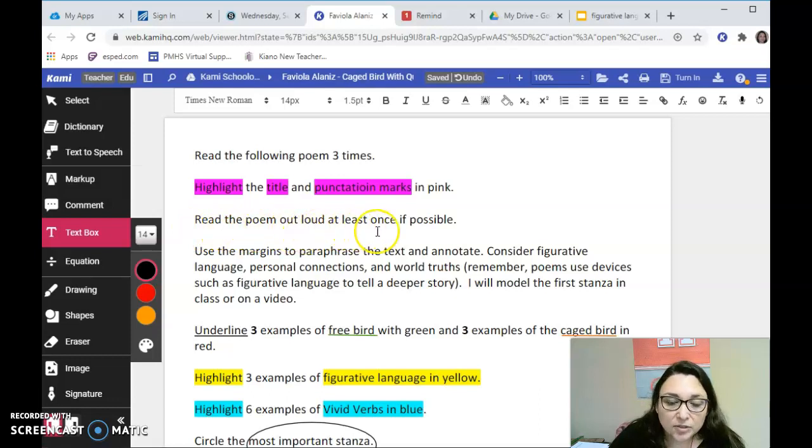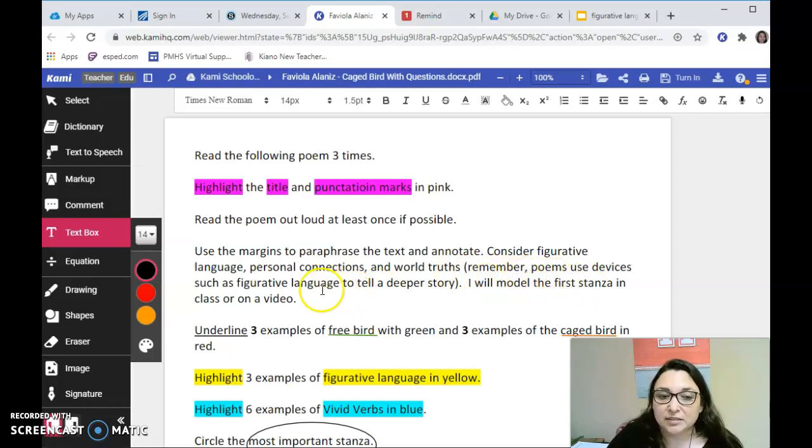Read the poem out loud at least once if possible. You should have already done that. Use the margins to paraphrase the text and annotate. Paraphrasing just means saying something in your own words. So we're going to summarize each stanza in our own words. As you read, consider the figurative language and the personal connections and world views. I'm sorry about my accent.